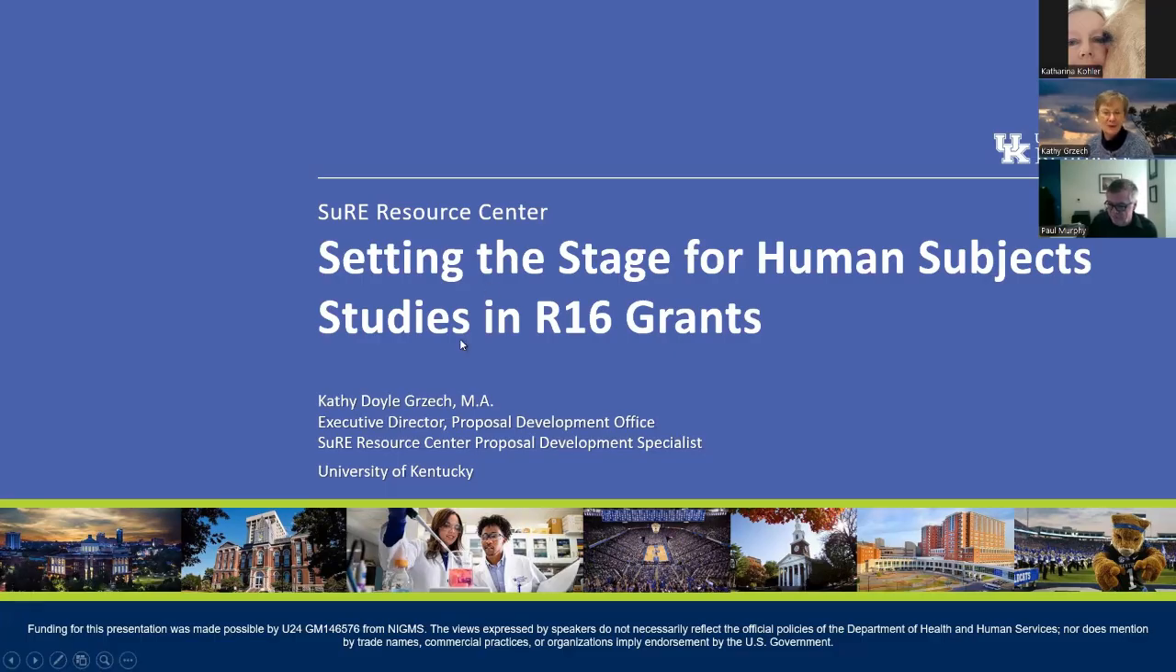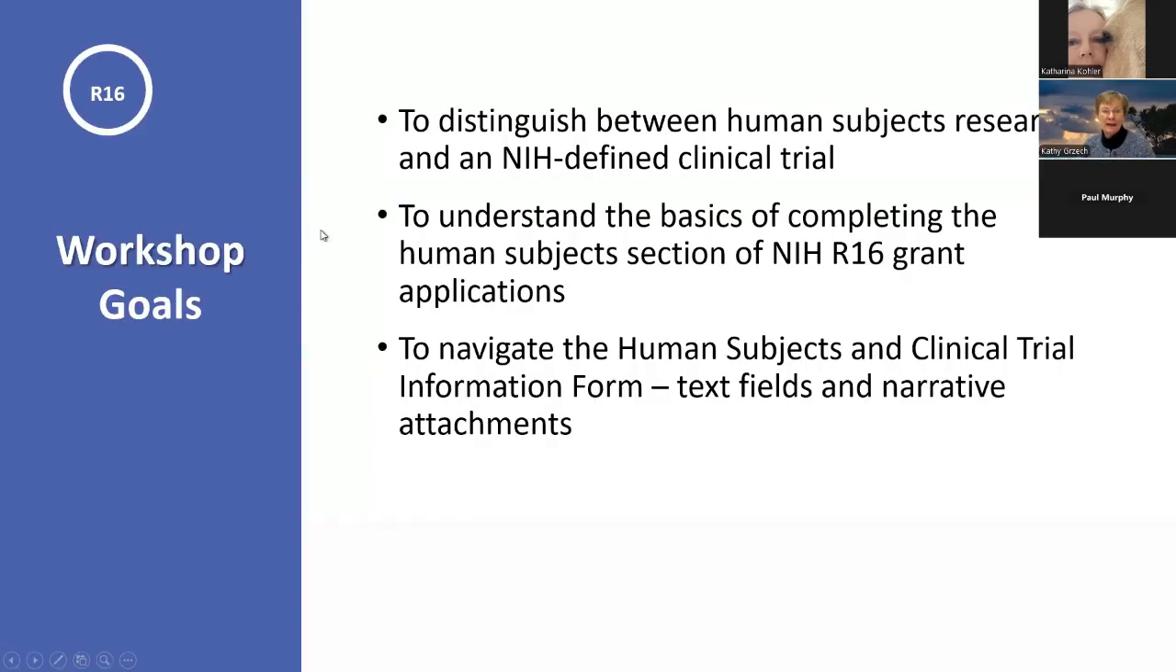All right. Well, thank you, Paul. Welcome, everyone, to this session on human subjects and vertebrate animals in R16 grants. So we're starting here with setting the stage for human subject studies in the R16 grants. Essentially, we have a few goals here: to distinguish between human subjects research and an NIH-defined clinical trial. This is one of the challenges for completing the human subjects and clinical trial information form. And so we'll cover some details on how you know where you are situated, and to understand the basics of completing the human subjects section of the NIH R16 grant applications.